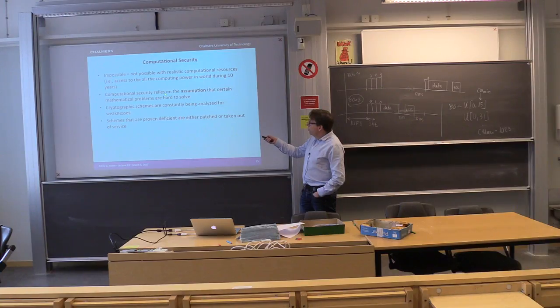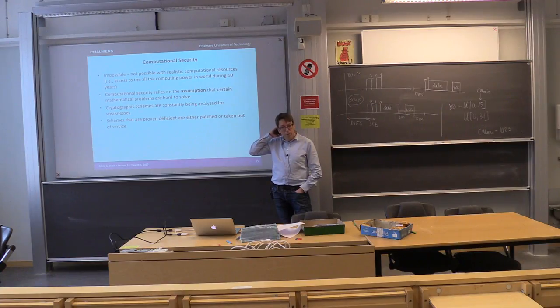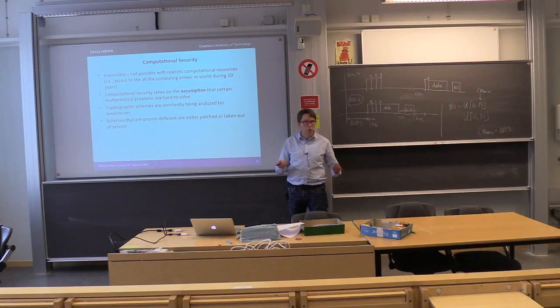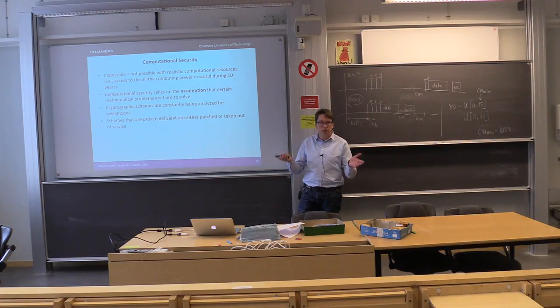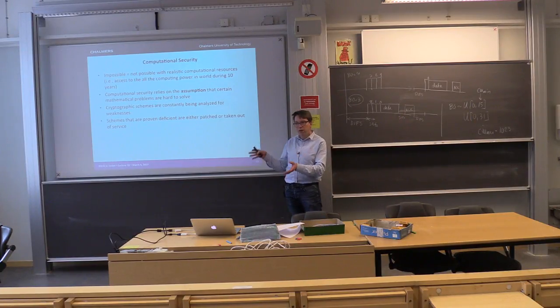Computational security also relies on an assumption that certain mathematical problems are computationally hard. And one such problem is that it's hard to factorize a large number that has only 2 prime factors. Okay. Another one is that it's hard to do discrete logarithms in finite fields. There is a number of these problems that are believed to be very hard.